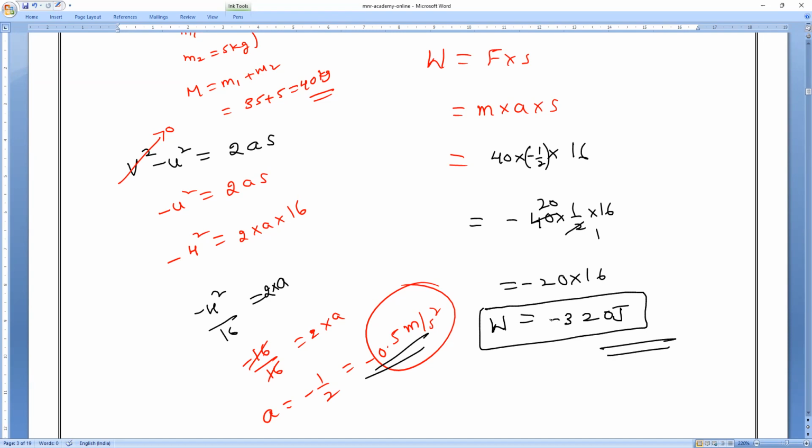What is this minus indicating? Anybody can tell? Minus indicating what? Velocity is decreasing. That is what the minus is indicating. So anybody having doubt in this question, you can ask. So this is the question.